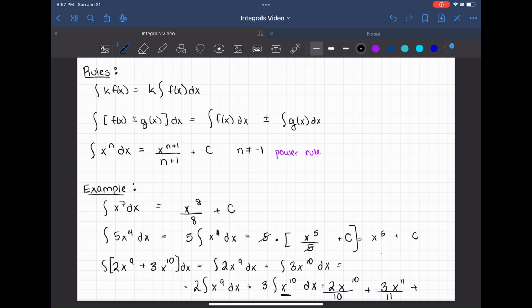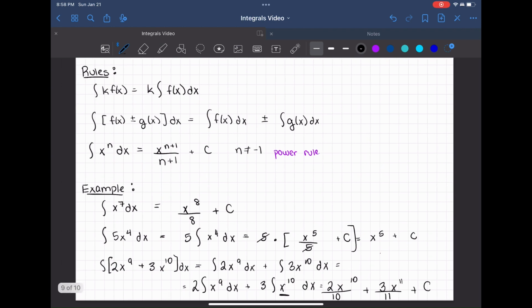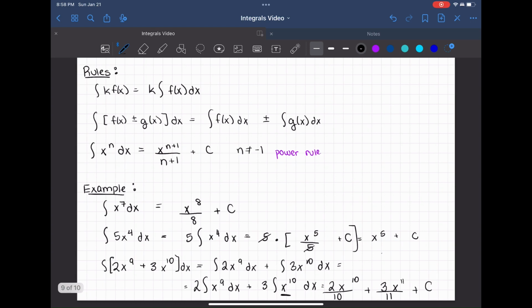And then we have to add that plus c, because in this polynomial that we got, this right here, in the original answer, before there was a derivative, there could have been a constant. Okay, so we have to add the plus c. Okay, let's do a few final examples.